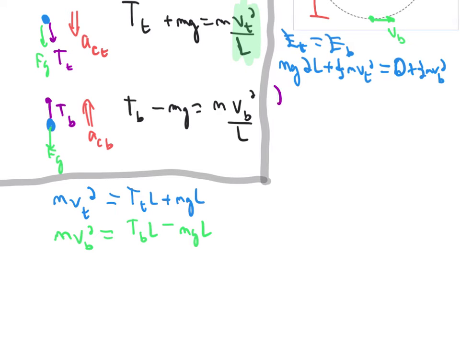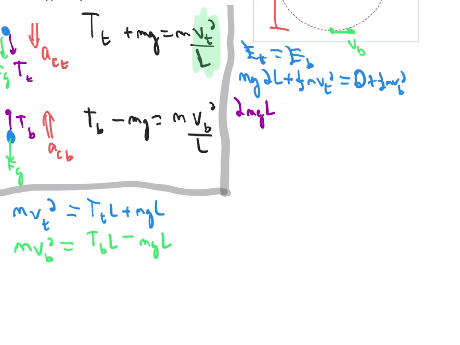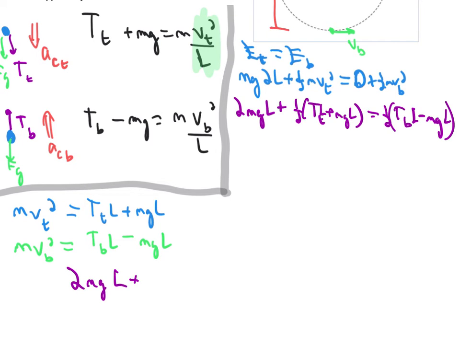So if we go over to the energy balance, we'll have 2mgL plus 1/2 tension at the top plus mgL, and that will equal 1/2 tension at the bottom times L minus mgL, all in parentheses. Well, I'm missing an L over here. Sorry, let me rewrite that. So 2mgL plus 1/2 Tt L plus mgL equals 1/2 Tb L minus mgL.